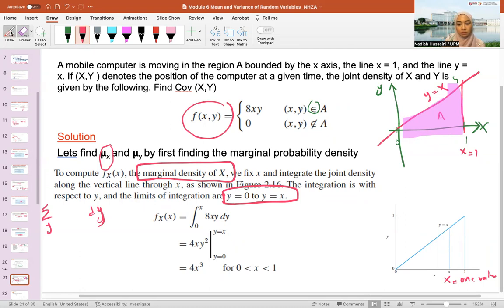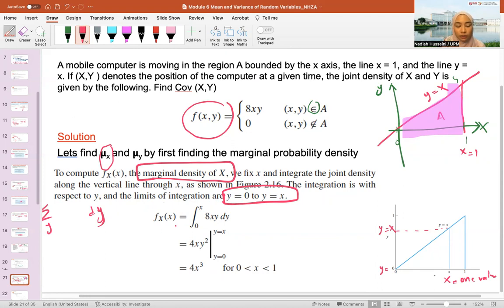So the boundary for this is y equals 0 up to y equals x. How do I know it's y equals x? Because this line is actually y equals x. There's no fixed value. It's just a line, it's a function actually. So this is a little bit confusing, I have to admit, but please bear with me.